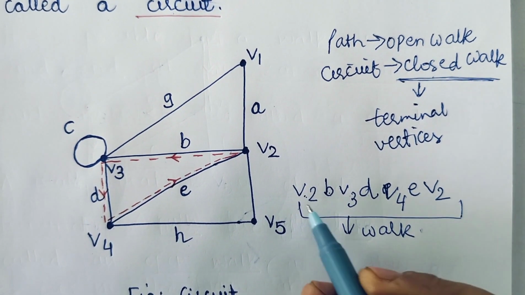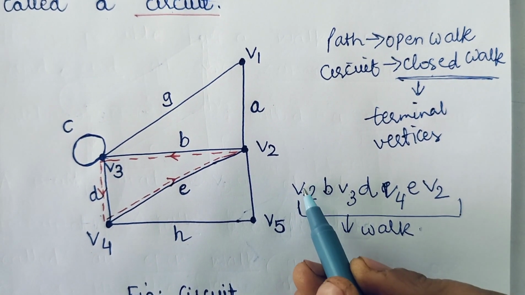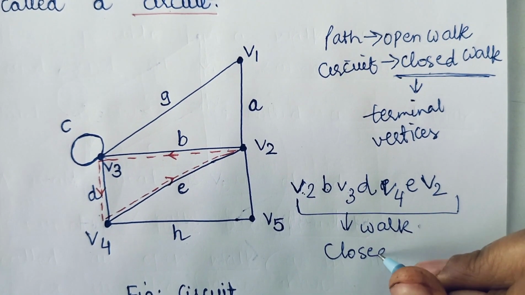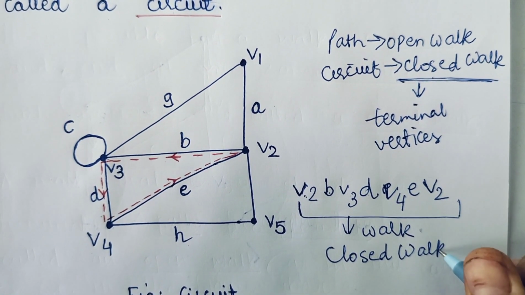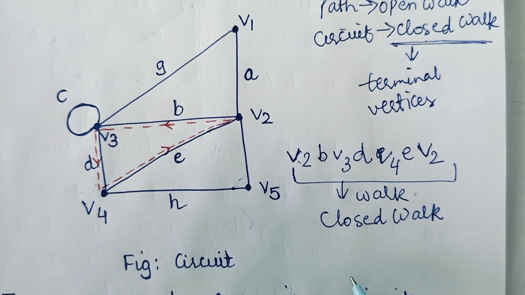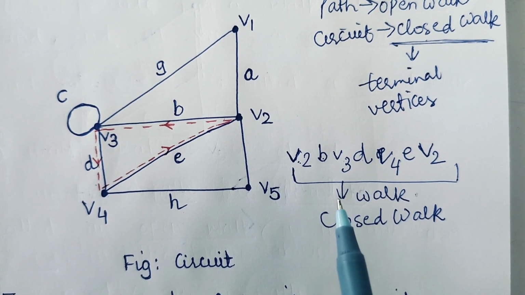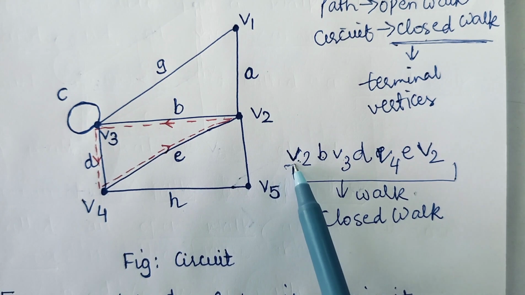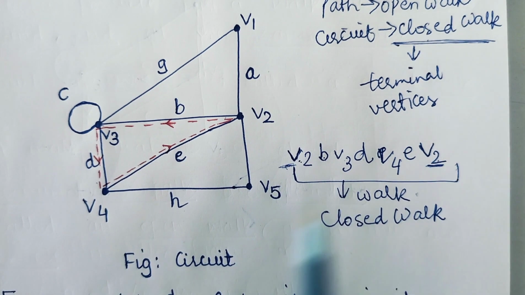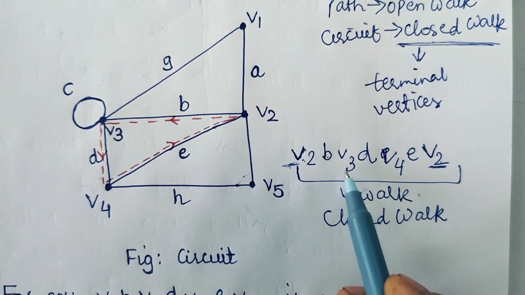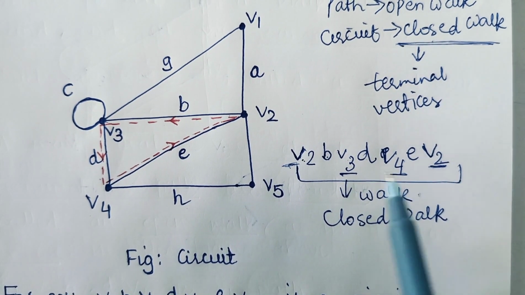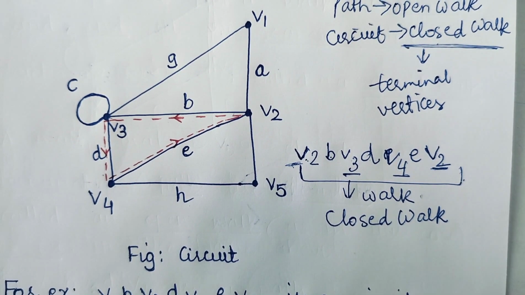This is a walk. But then I see that the terminal vertices, the initial vertex and the final vertex, are the same. So that means this is a closed walk. Now since it is a walk and then a closed walk, I have chances of finding a circuit here. Now let's see if it makes a circuit or not. I said that in a circuit no vertex can be repeated except the initial and final vertex. Obviously since it is a closed walk, the initial and final vertex have to be repeated. Let's see if any other vertex in between is being repeated. In between we have vertex V3 and V4. So no other vertex except the terminal vertices is being repeated here.